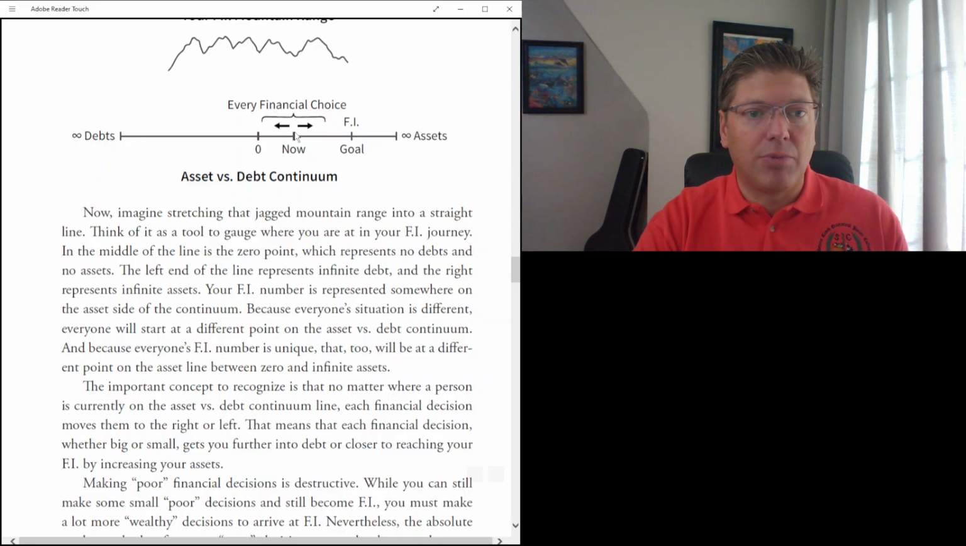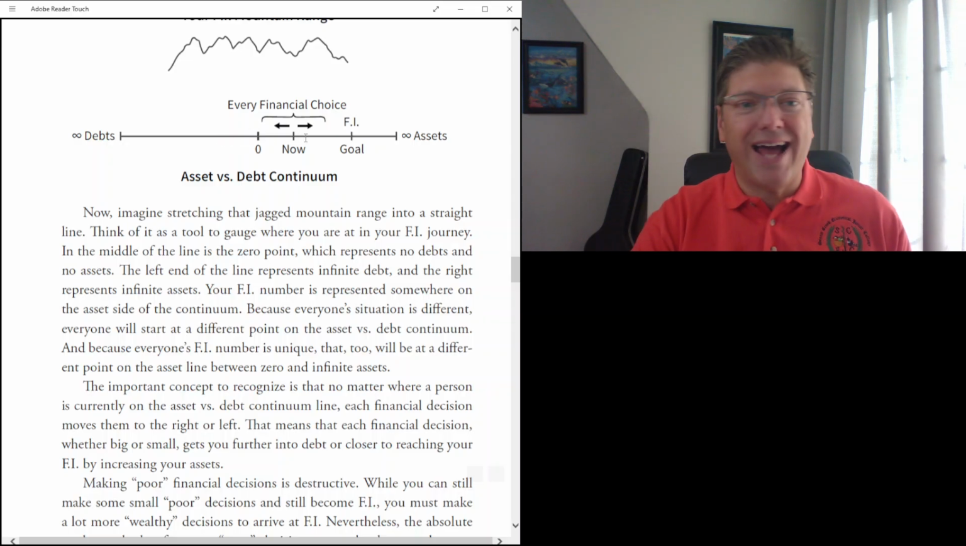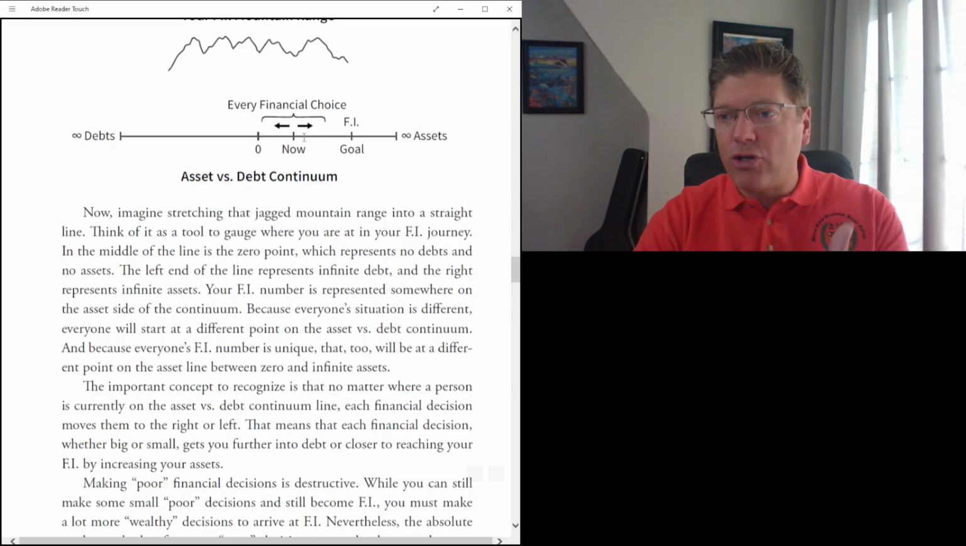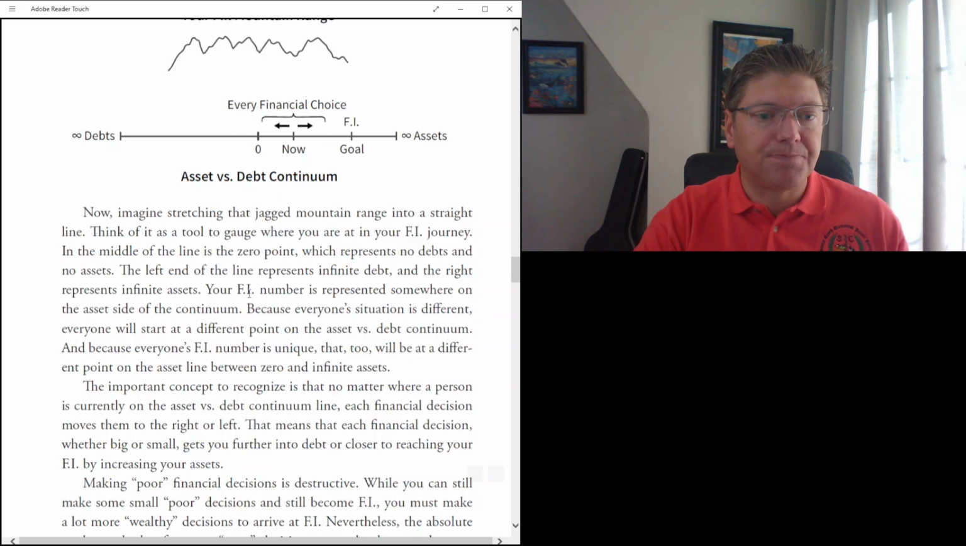This is just an example. Let's say we're here where we have some assets, but we haven't met our goal. Some of us are going to be fixers. We're going to be over here. We're going to have too many debts, and then we're going to have to get over onto the asset side of the continuum eventually to become financially independent.